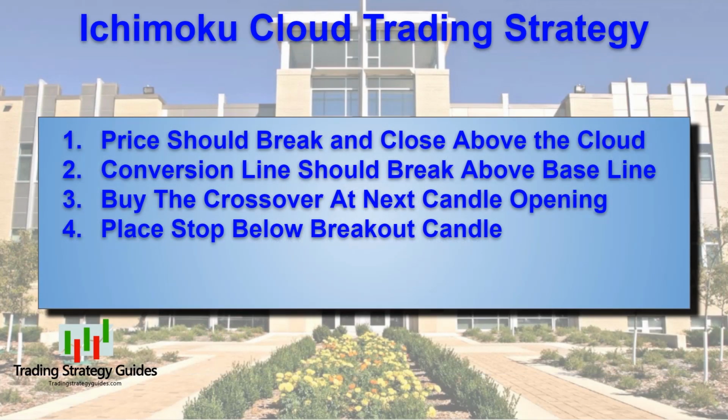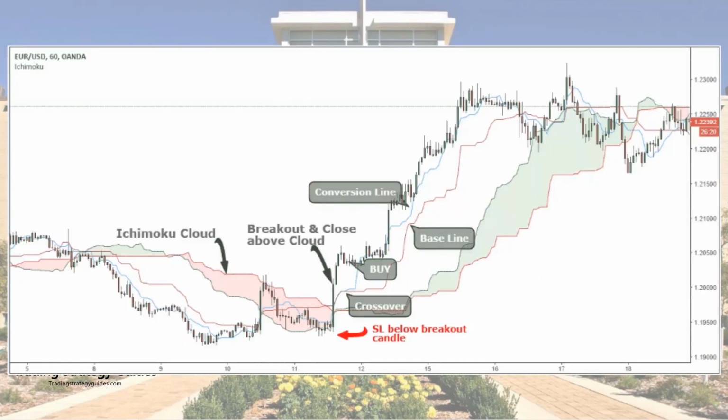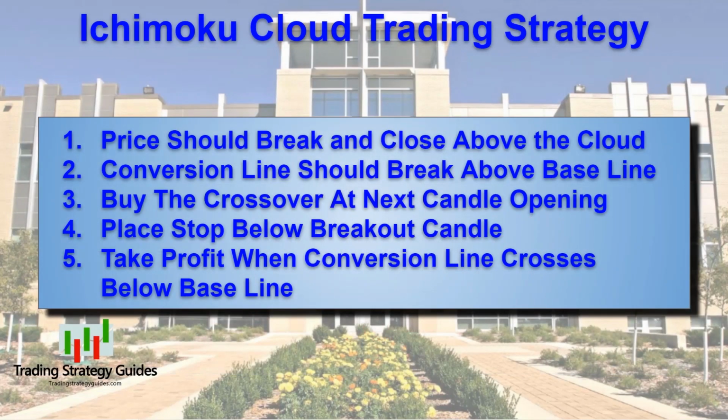Step 4. Place your protective stop loss below the breakout candle. The ideal location to place our protective stop loss is below the low of the breakout candle. This trading technique accomplishes two major things. First, it significantly lowers the risk of losing big money. Second, it helps us trade with the market order flow. Since this is a swing trading strategy, we're looking to capture as much as possible from the presumably new trend. We'll be looking to trail our stop loss below the cloud or exit the position once a new crossover happens in the opposite direction. And lastly, step 5, take profit when the conversion line crosses below the baseline.